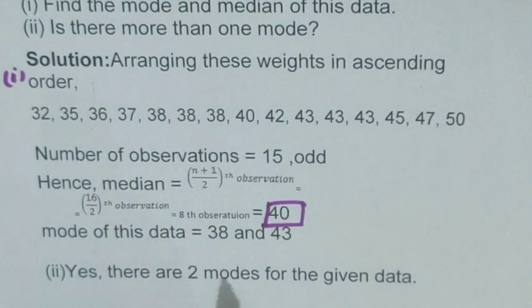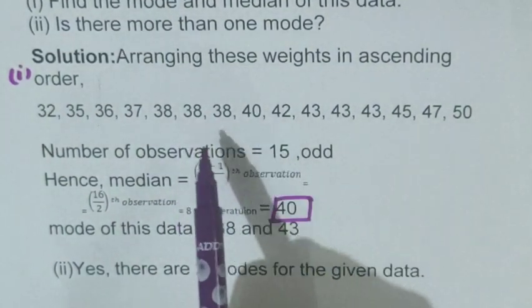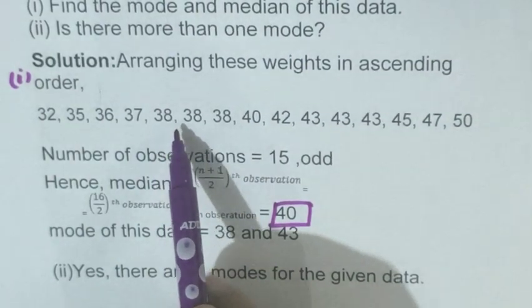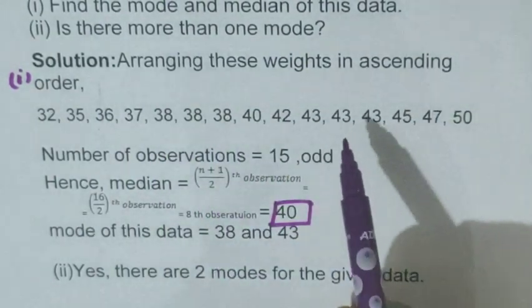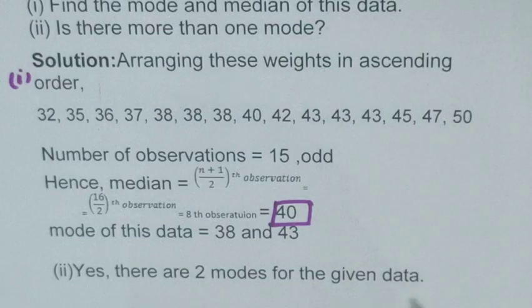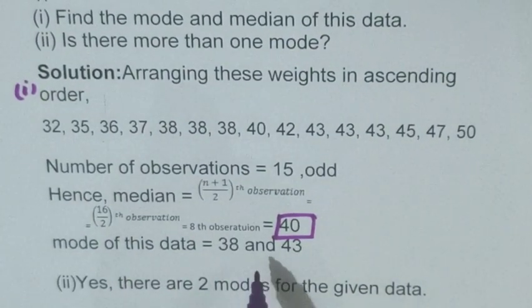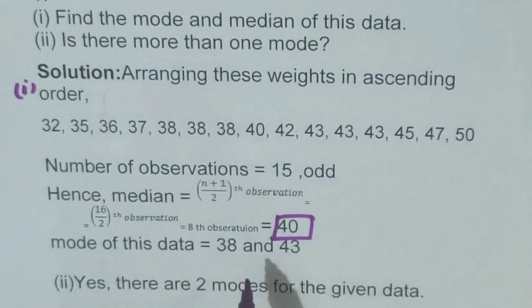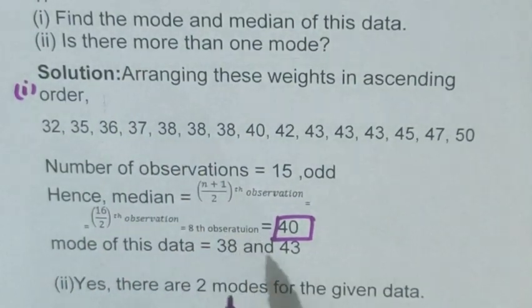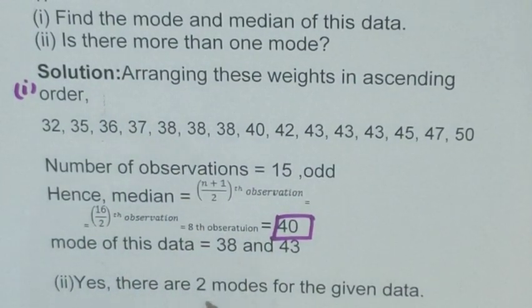Now mode. After arranging this, you can easily tell which is repeated. So 38 is repeated 3 times, and 43 is also repeated 3 times. So the mode of the data is 38 and 43. How many modes are you getting here? 2 modes. The question asks, is there more than one mode? Yes, there are 2 modes of the given data. So 38 and 43 are the 2 modes for the given data.